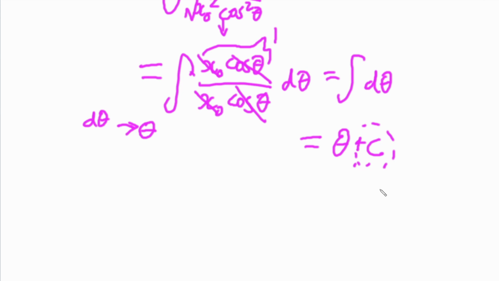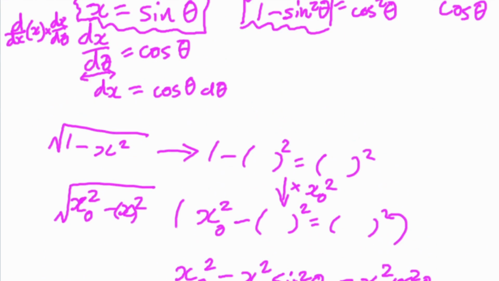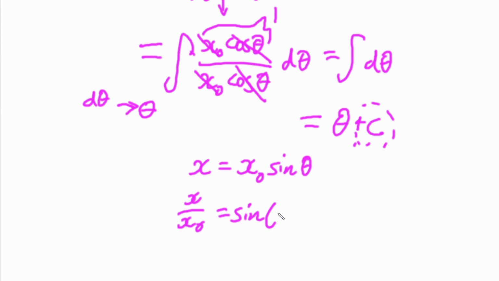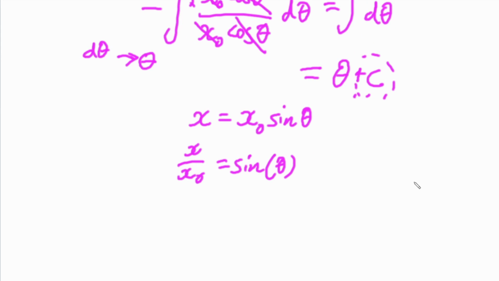So how do we get this back into the x world? Well, as we know, x is equal to x0 sine theta. And if we want theta plus c, our final integral, let's first divide both sides by x0 to isolate sine theta on the right-hand side. x over x0 is equal to sine theta. And taking the inverse sine, or arc sine, of both sides gets us to arcsine of x over x0 is equal to theta.